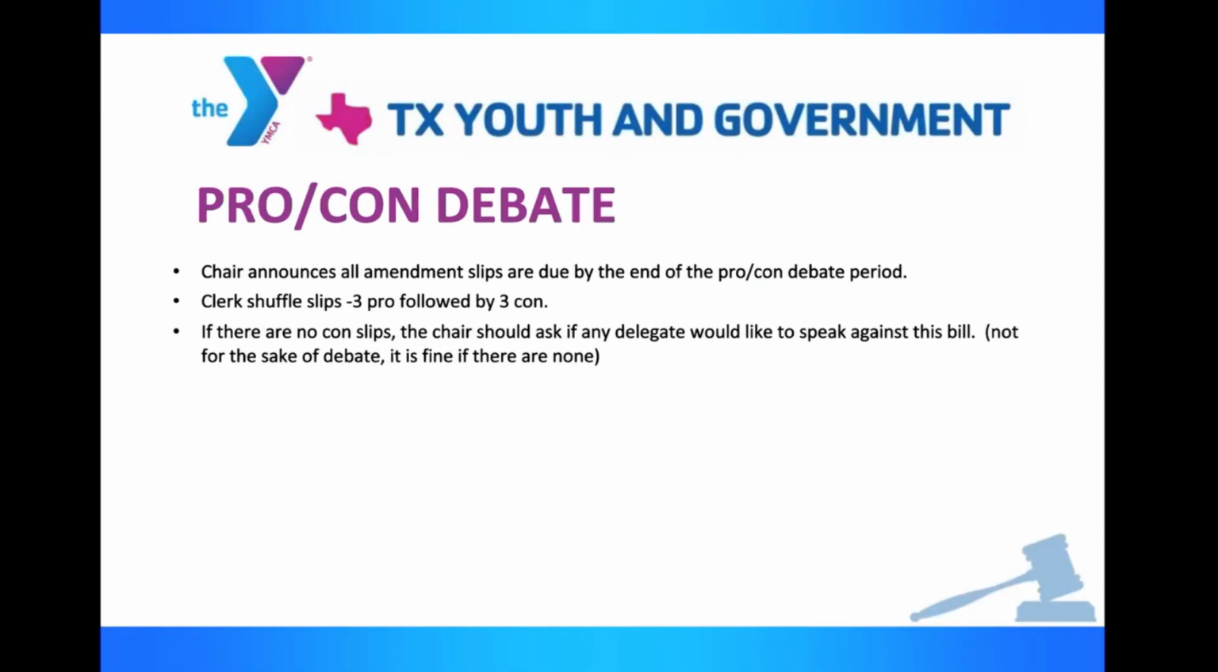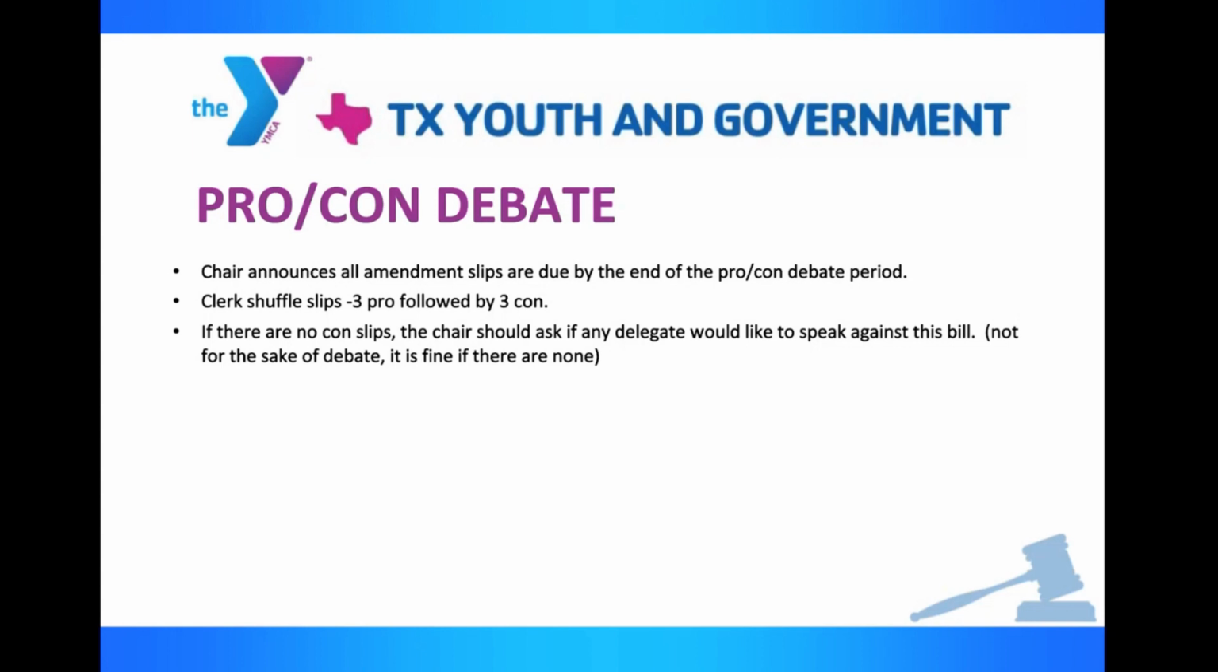The chair announces amendment slips are due at the end of the pro-con debate period. When the delegates turn in their slip, there's going to be one pile for opponent and one pile for proponent. Those slips will be shuffled and three proponent slips picked and three opponent slips picked. The three proponents will go first, followed by the three opponents.